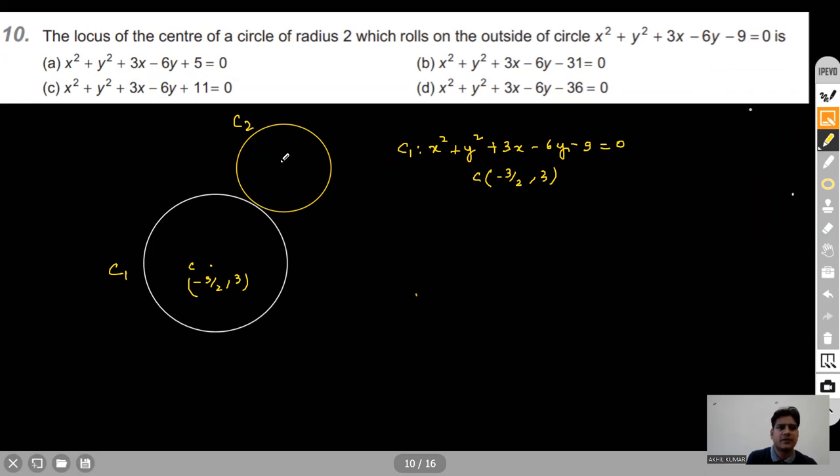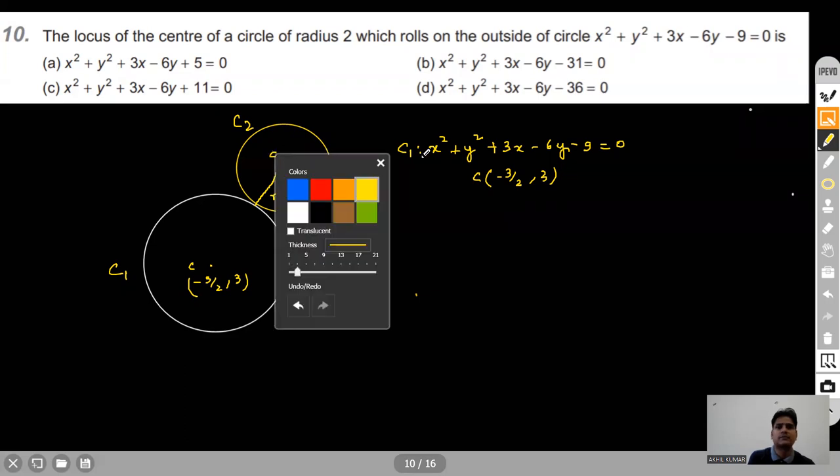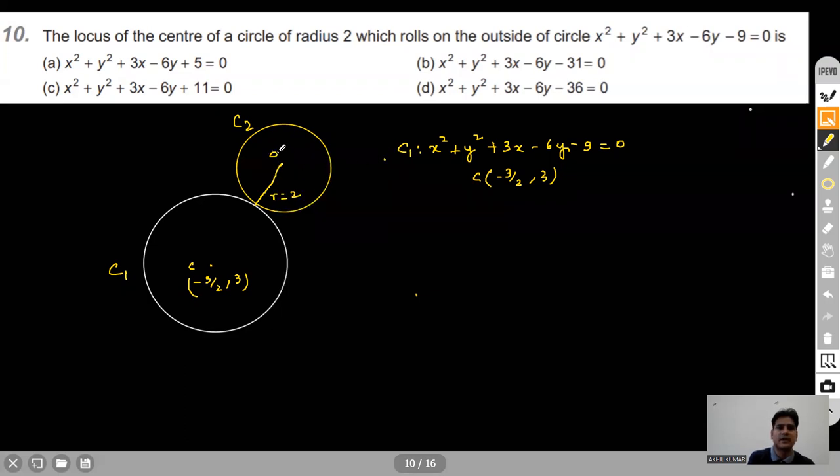And what information is given for this circle? The radius of this circle is given to be 2. This is what we know. Radius of this circle is 2. And we have to find the locus of the center. Let me take this center as O, name it as O, and I'm taking coordinates as (h, k). Okay, so we have to find the locus of this center O of the circle C2. So how can we approach this question?